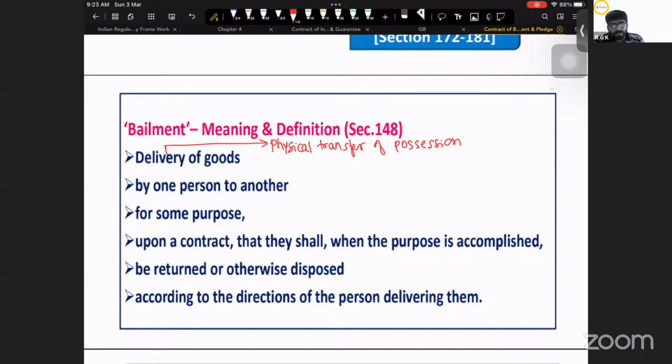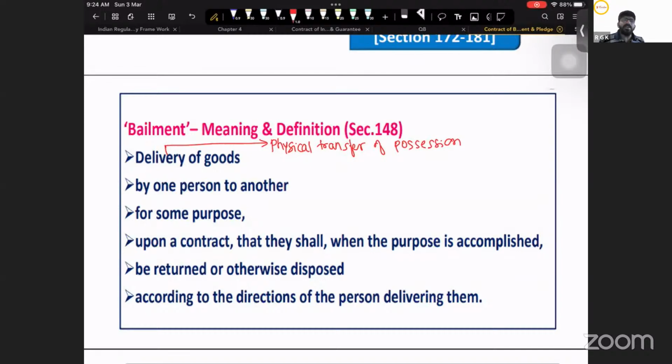So delivery is physically transferring the possession of the goods from one person to another person for some purpose, upon a contract that they shall, when the purpose is accomplished, be returned or otherwise disposed of according to the directions of the person delivering them. Whosoever that person is, according to his directions the goods will be disposed of.